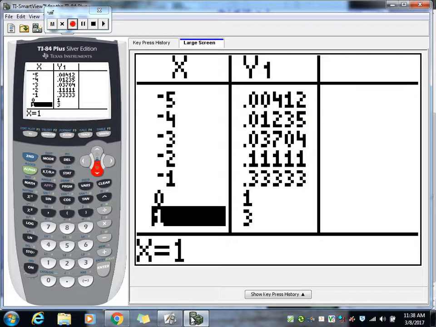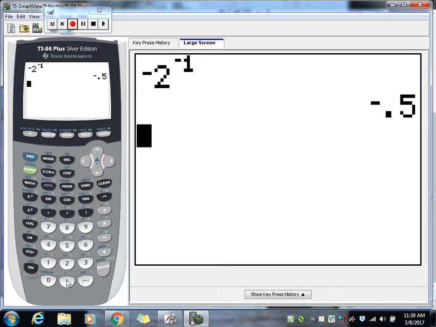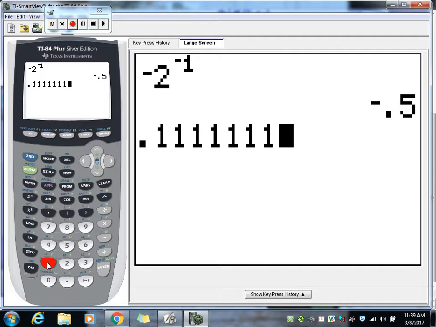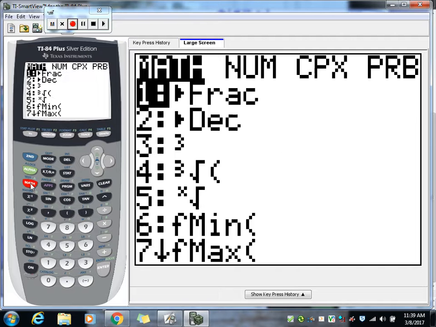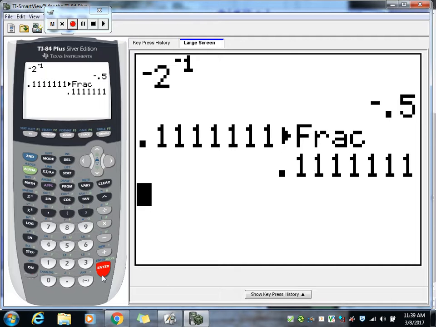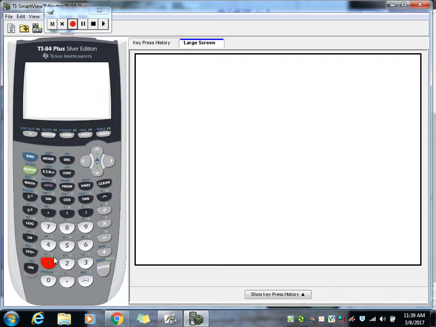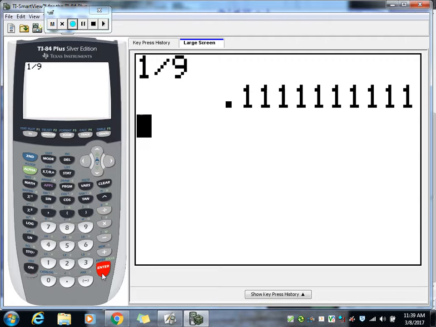Well, 0.11111, I don't really know what that is, so I'm going to go to my blank screen, type in 0.11111, math, enter, enter. It didn't help me any. So how else could I figure out if that's 1/9? How about if I just do 1 divided by 9? Is that the same decimal?